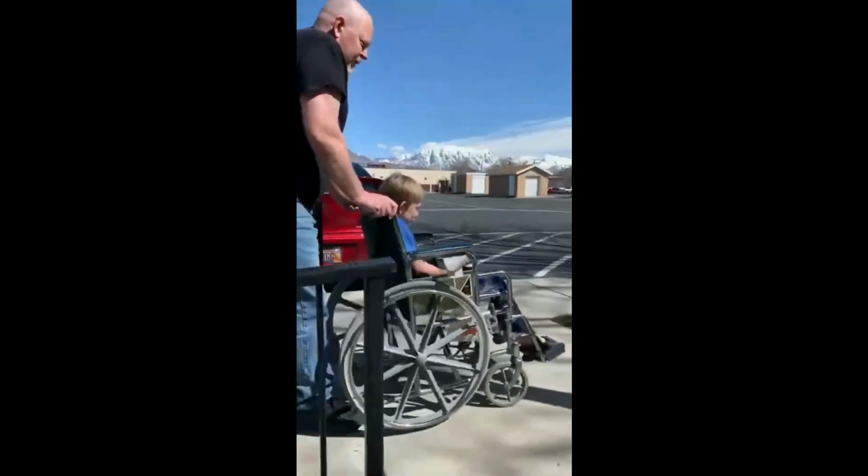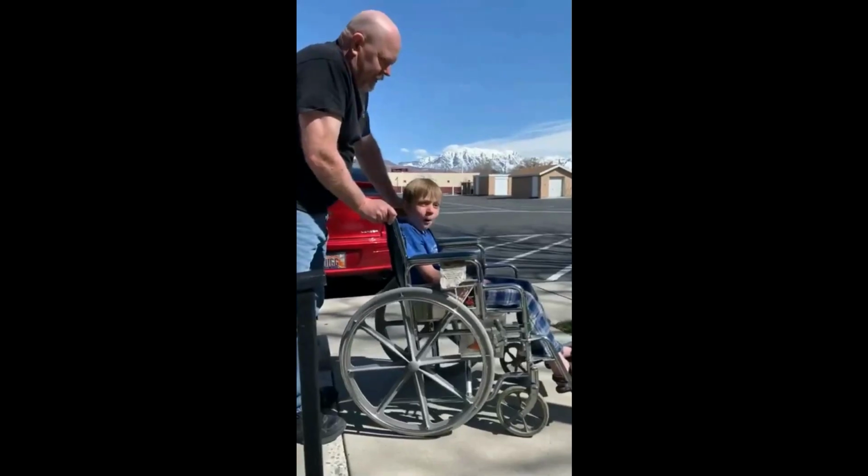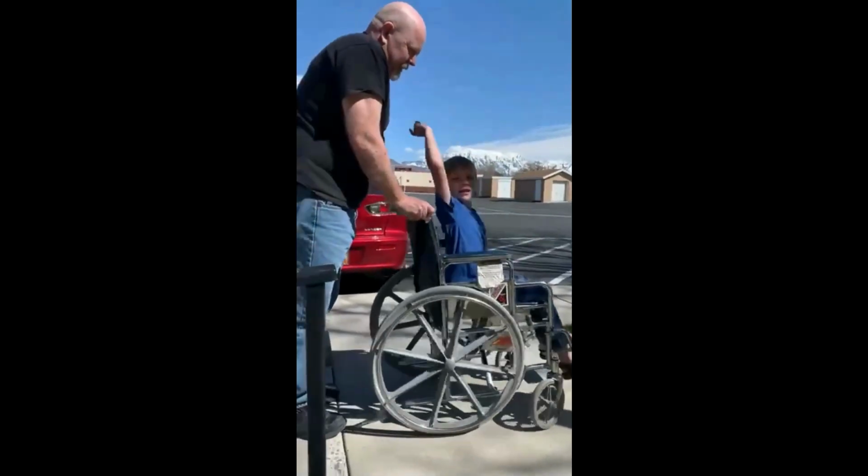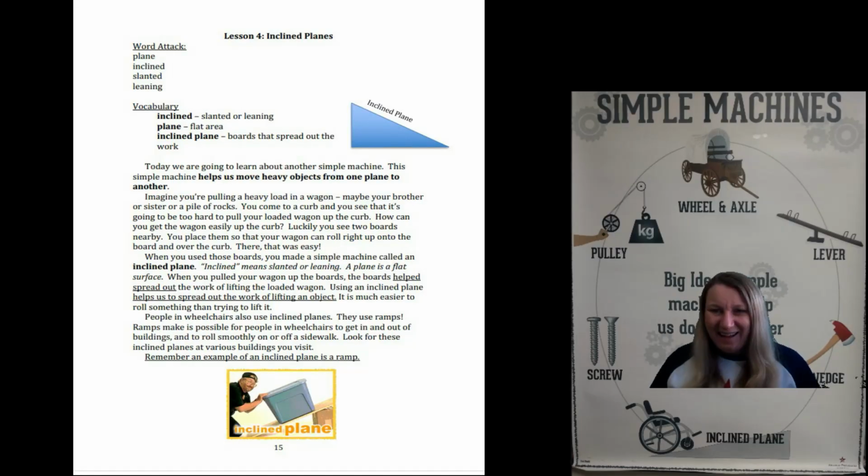Oh, that was a smooth ride. And that was amazing. Amazing. All right, isn't that exciting to see how a simple inclined plane, a simple machine called a ramp, made it so much easier for someone who needs to use a wheelchair to have a smooth ride and not a bumpy ride, right?